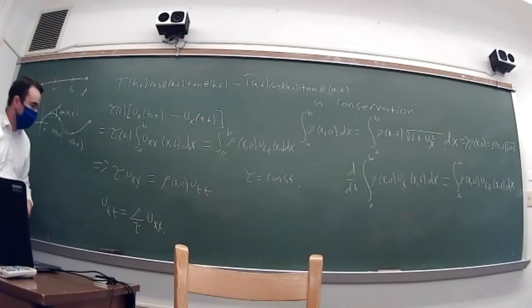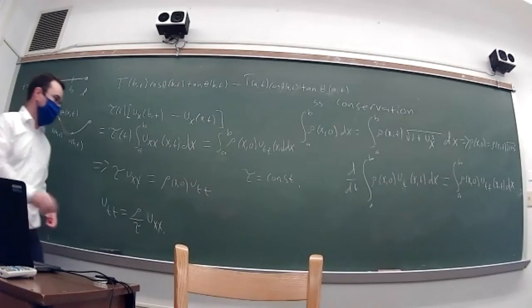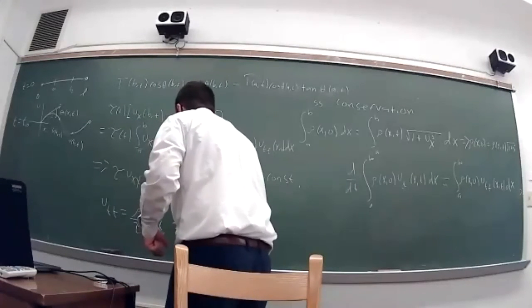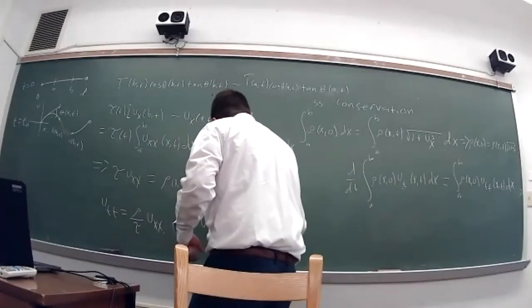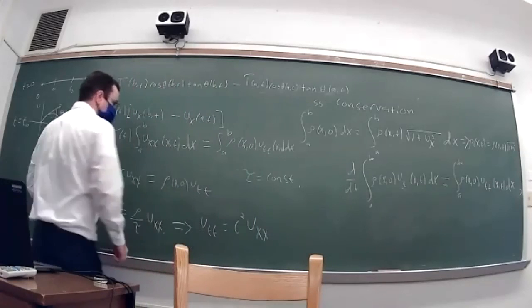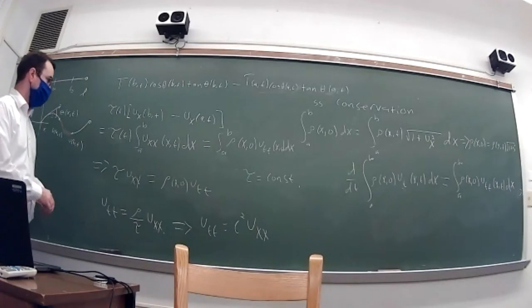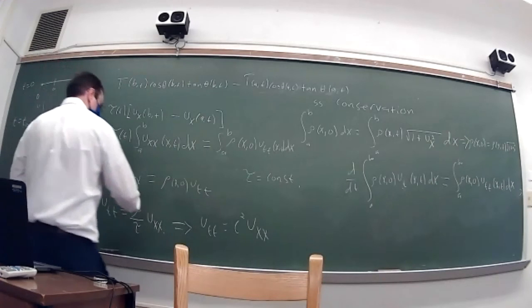This was a magnitude. So it's common to write this as c squared, where c squared equals rho over tau. Wouldn't it be tau over rho? Yeah, tau over rho, excuse me.